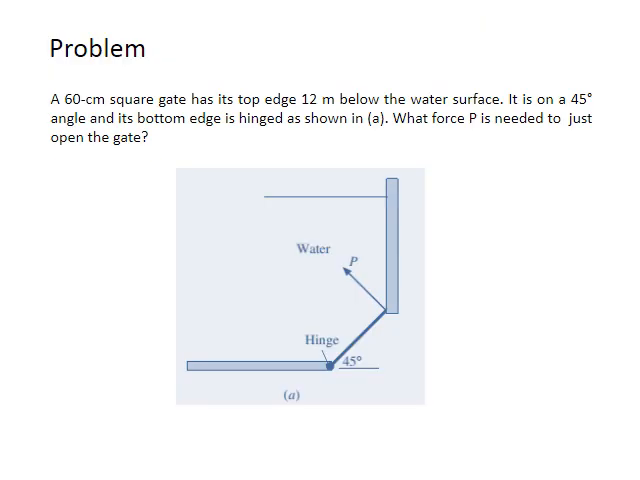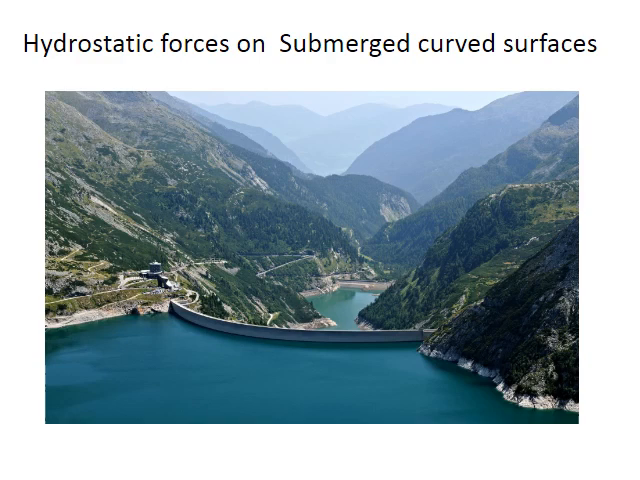Again in this slide I'm going to talk about some numericals. A 60 centimeter square gate has its top 12 meters below the water surface. It is at a 45-degree angle, and its bottom edge is as shown in the figure. What we have to do is find the force P needed to just open the gate. All the values are given there, so you have to solve it on your own.